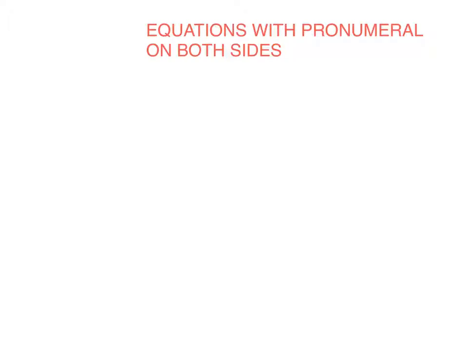Today we go through equations with the pronumeral on both sides. And remember, the pronumeral is just the letter for which you're trying to solve. So we are going to look at equations like this. You might have one that's 2x equals 3x minus 5. Okay? So how do we solve this? Well, we'll get to the solving in a second.